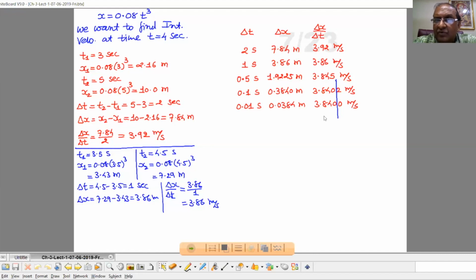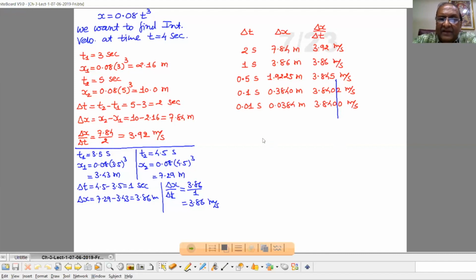So now you can see this value and this value are the same. It implies that after this, if you take a smaller interval, the value will be the same. So now when your value delta x by delta t comes to the same value, it implies that it is a constant value. So now we can say yes, this 0.1 second is a sufficiently small time interval. Smaller than that time interval need not be taken, because after that you will get the same value.